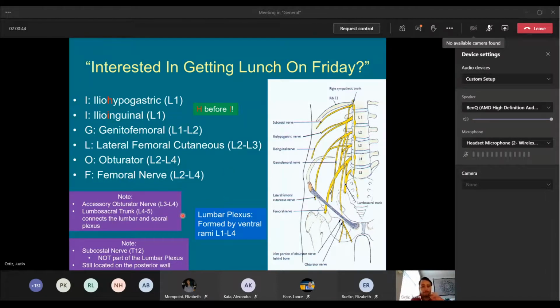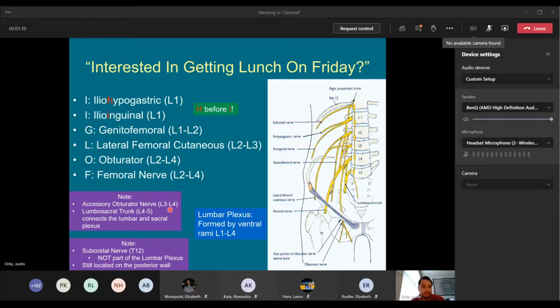So basically, this is the mnemonic I feel will help you remember the lumbar plexus going from superior to inferior. Also important to note, on the last slide or the last two slides, he also talked about the accessory obturator nerve. That's part of the lumbar plexus, but nobody really talks about it too much because only like 20 or 25% of people have an accessory obturator nerve. Very, very low amount of people actually have that.